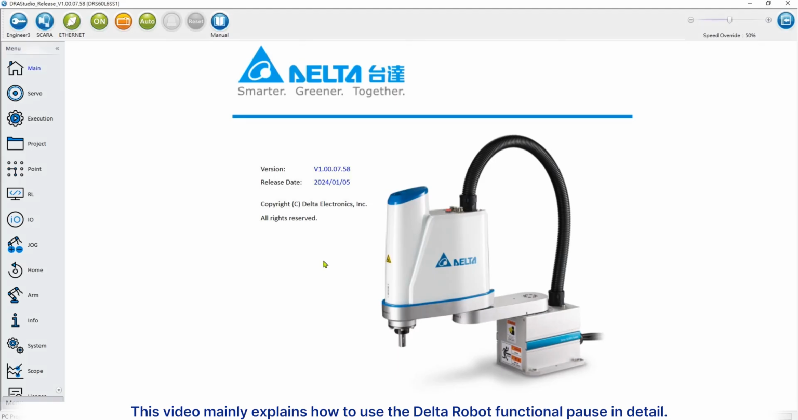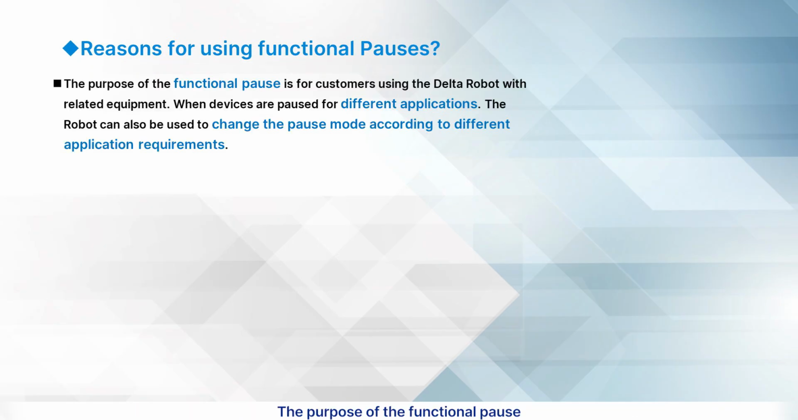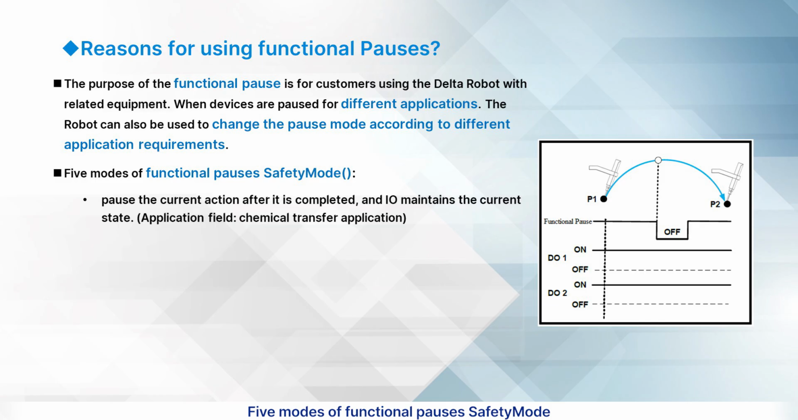This video mainly explains how to use the Delta robot functional pulse in detail. Reasons for using functional pulses: the purpose of the functional pulse is for customers using the Delta robot with related equipment. When devices are pulsed for different applications, the robot can also be used to change the pulse mode according to different application requirements. There are 5 modes of functional pulse safety mode.